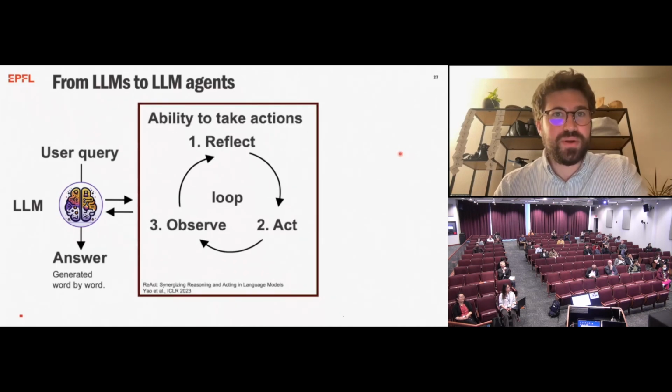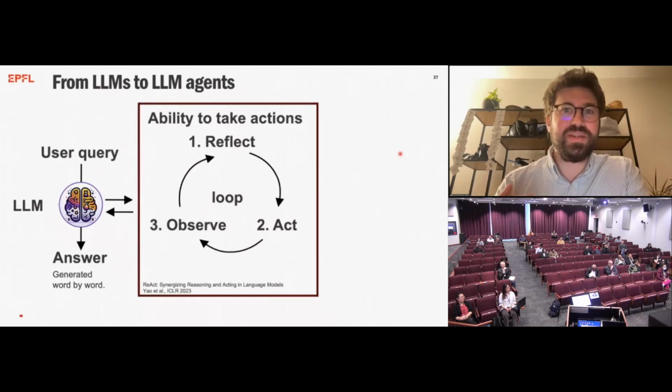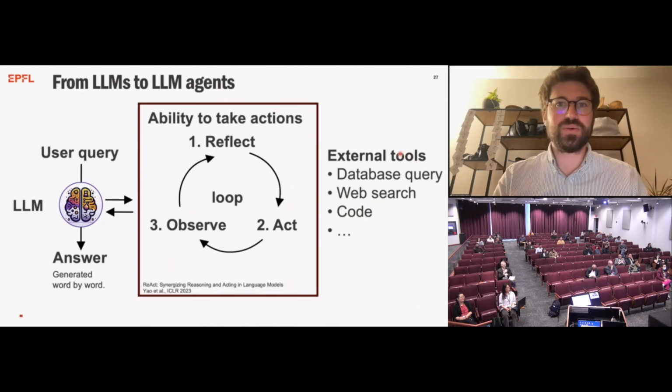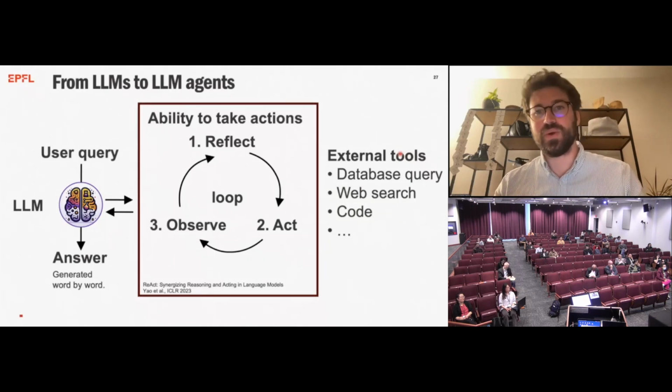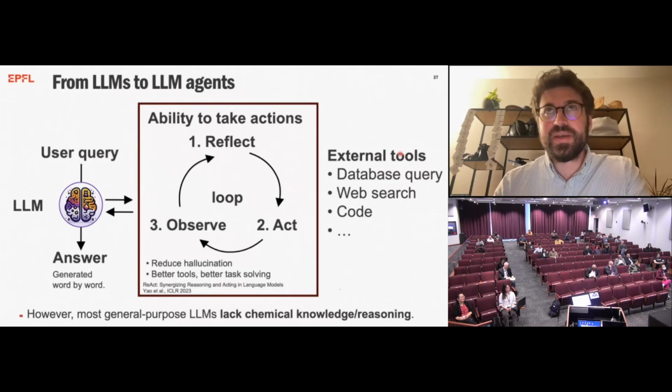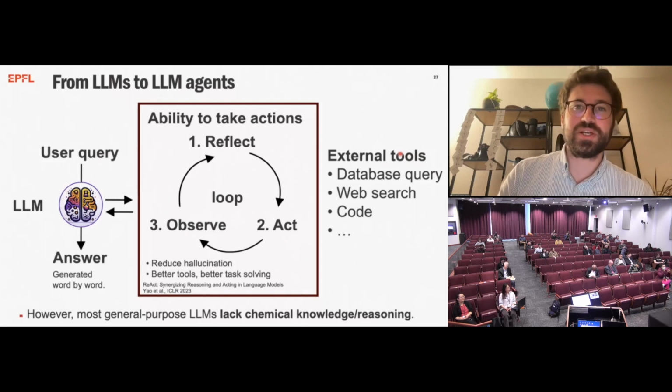When you go to large language model agents, you add the ability to take actions, and this can be queries to external tools like querying a database, doing a web search, writing some code, and so on. With this, it reduces the hallucinations because it can get accurate information from somewhere else. And for the moment, most general purpose large language models still lack chemical knowledge and reasoning and could be much improved.